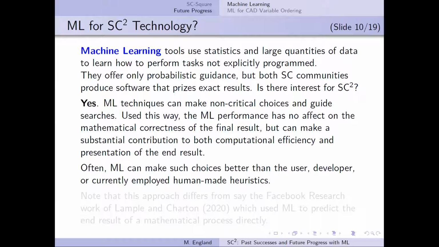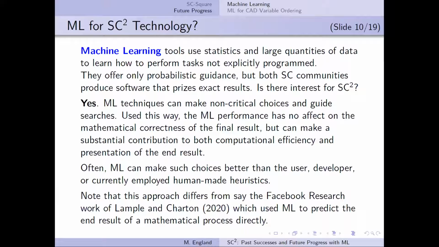So at the moment in computer algebra systems, a lot of these kinds of choices are made by the user or the developer, kind of as a side argument to the algorithm. On the SMT side, they tend to be a little more technical than that, but they still tend to be human-made heuristics to help guide these searches. And I guess my thesis here is that machine learning could do that better.